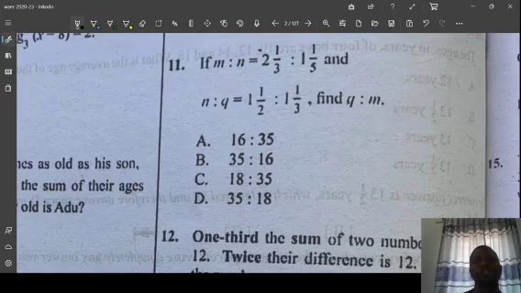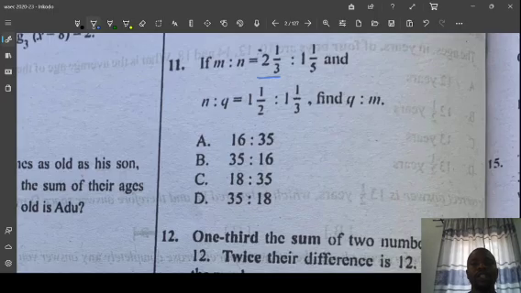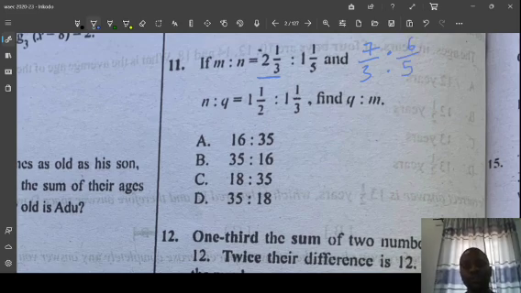So how do you go about solving this? The first thing I want to do is turn this into an improper fraction, so it's easier for me to solve. First of all, this first one, 2 and 1/3, is the same thing as 7 over 3 ratio. The other number, 1 and 1/5, is the same thing as 6 ratio 5. So this is my new ratio for m ratio n.